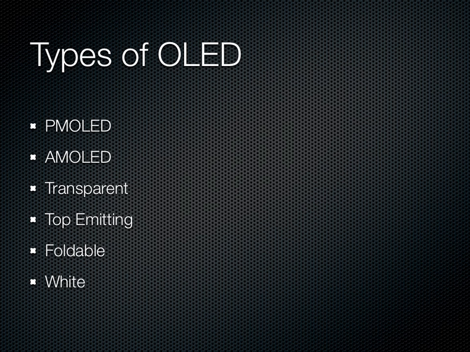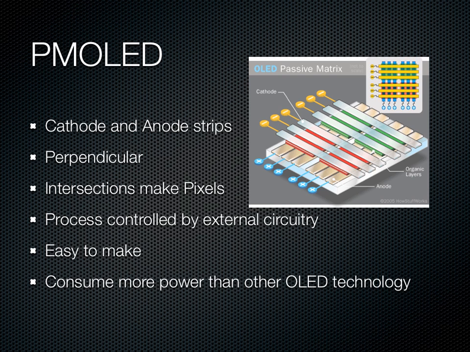There are several types of OLED technology. There is the PMOLED, AMOLED, transparent OLED, top emitting OLED, foldable OLED, and white OLED. However, the transparent, top emitting, foldable, and white OLEDs are all based in the same premise of PMOLED and AMOLED.